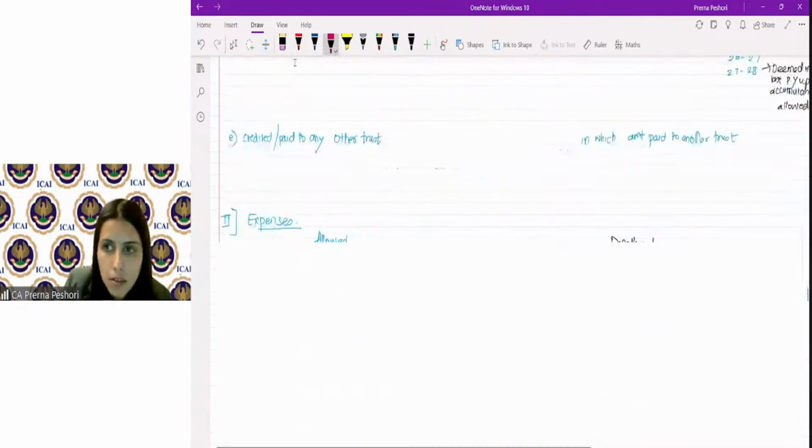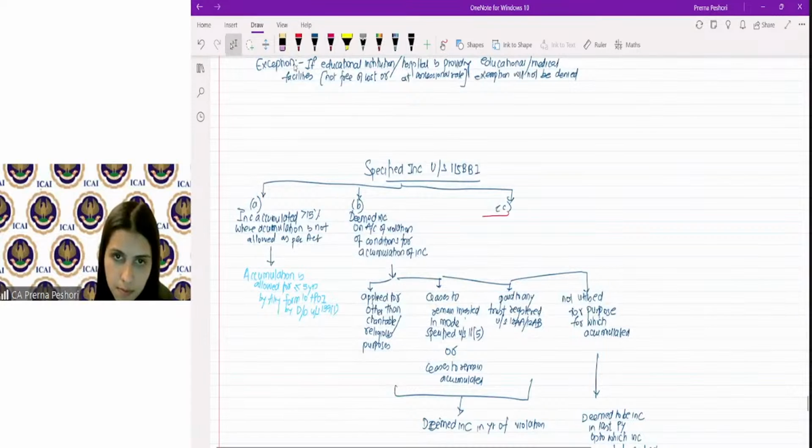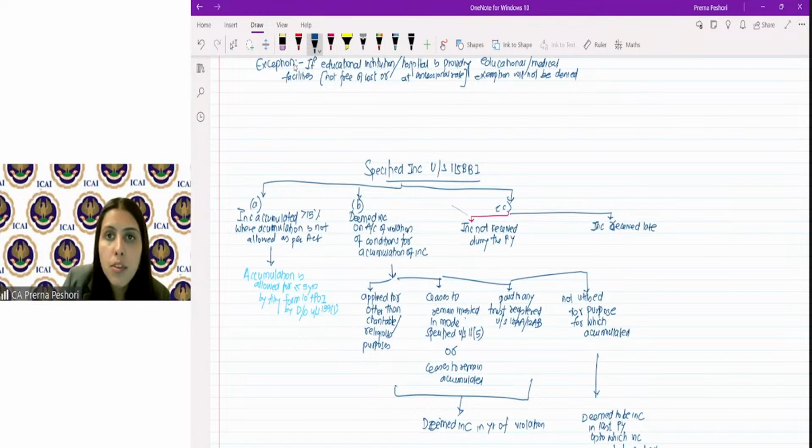Okay. So just write down over here: income not received during the previous year. Secondly, income received late. So in both these situations, if the income is not applied for the year in which it is received or in the next following year, and in the case where it is received late, then you have the time till the next following year. So if it is not applied, then in that particular case, it will be considered as the deemed income.